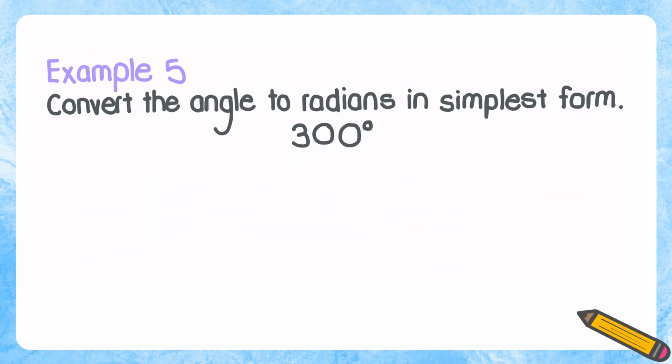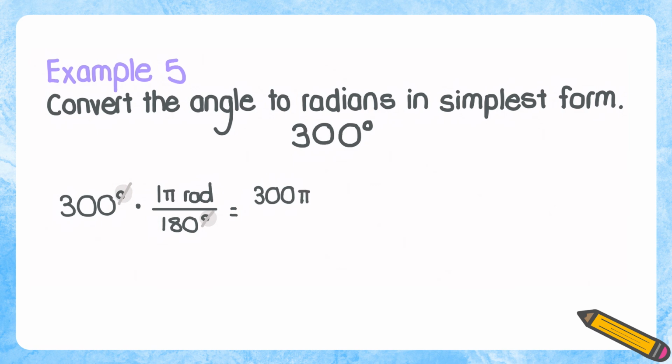Let's look at a few more examples. Here, we're going to convert from 300 degrees into radians. So we start off with 300 degrees, and we're going to multiply by the conversion factor. We know that 180 degrees is the same thing as 1 pi radian. The degrees, these units, will cancel out. So I'm left with 300 pi radians over 180.